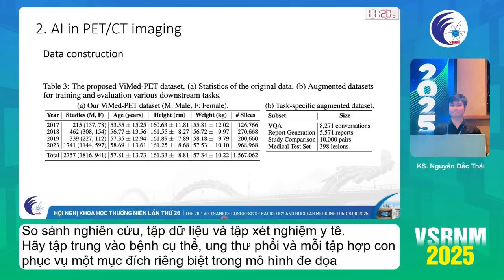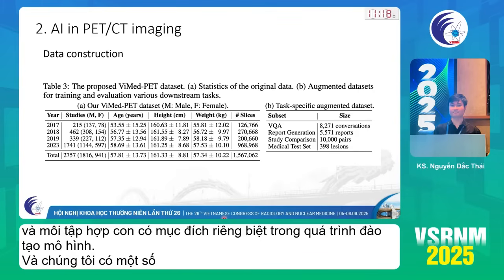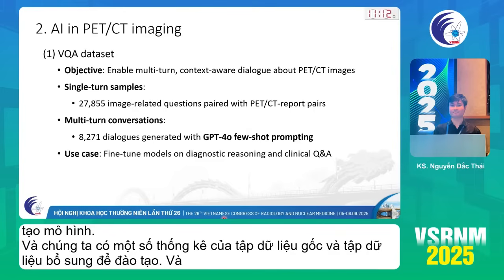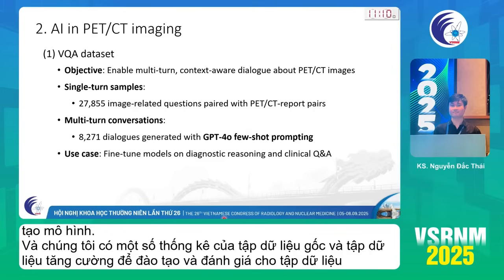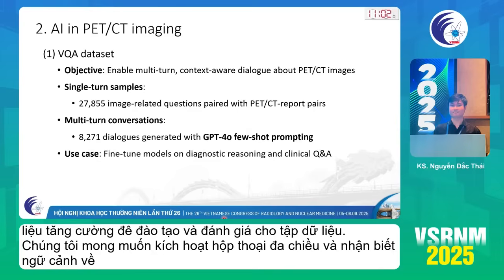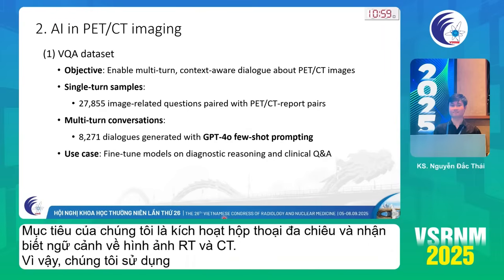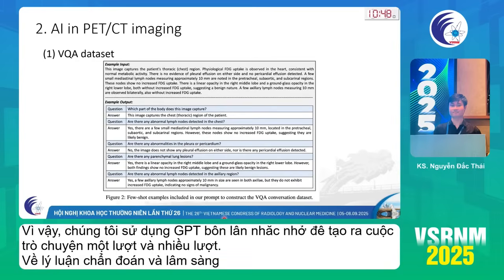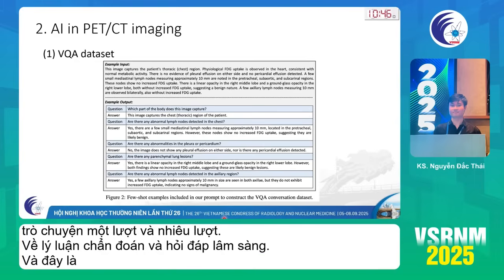And we have some statistics of the original dataset and the augmented dataset for training and evaluation. For the VQA dataset, we aim to enable multi-turn and context-aware dialogue about PET and CT images. So we use GPT-4o few-shot prompting to generate single-turn and multi-turn conversations on diagnostic reasoning and clinical Q&A. And here's an example of the few-shot.